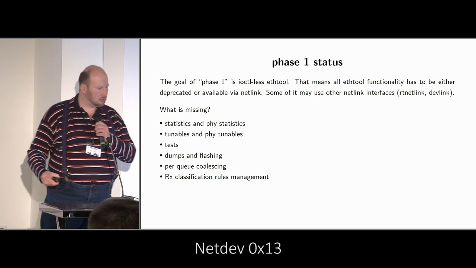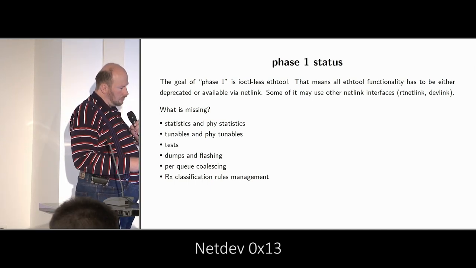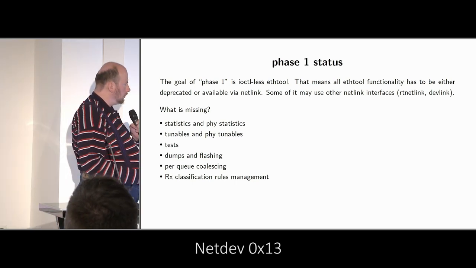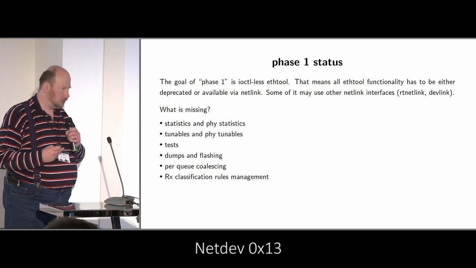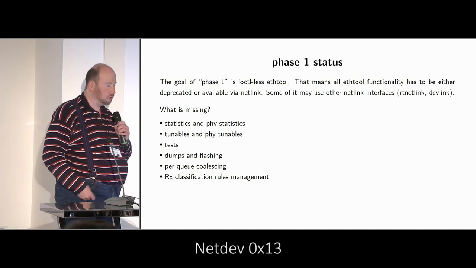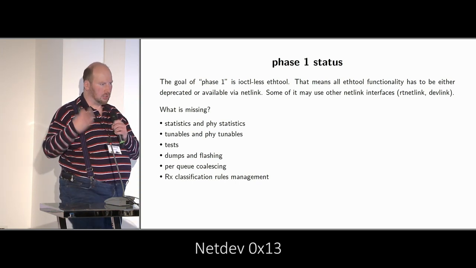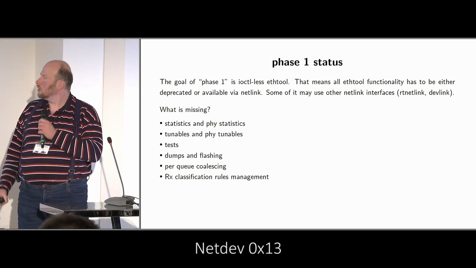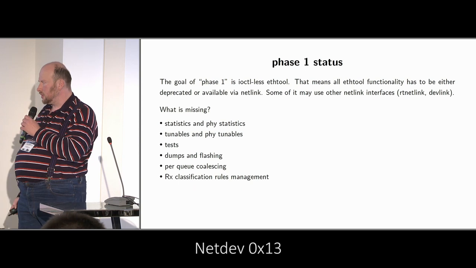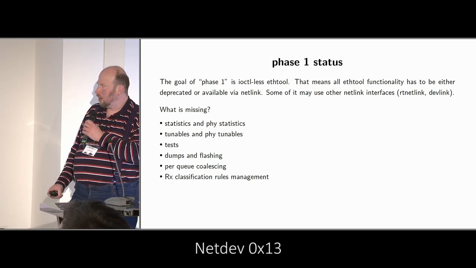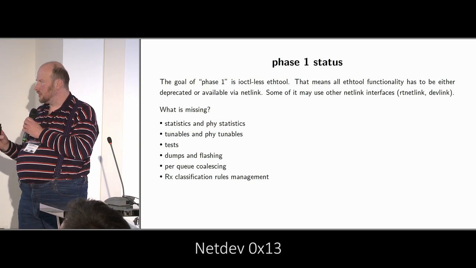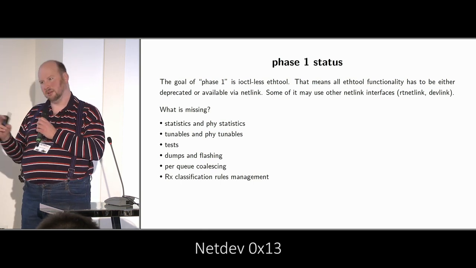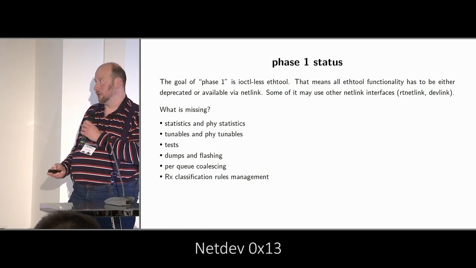So, current status, now I'm in what I call phase one, where the goal at the end of phase one should be that we have an ethtool implementation which doesn't use or doesn't have to use ioctl at all, both in kernel and in user space. So what is missing to that goal? There are still a few commands missing, and some of them a bit tricky, but we are already in the state where it was easier to list things that are missing than list things that are done, which is encouraging, I must say.